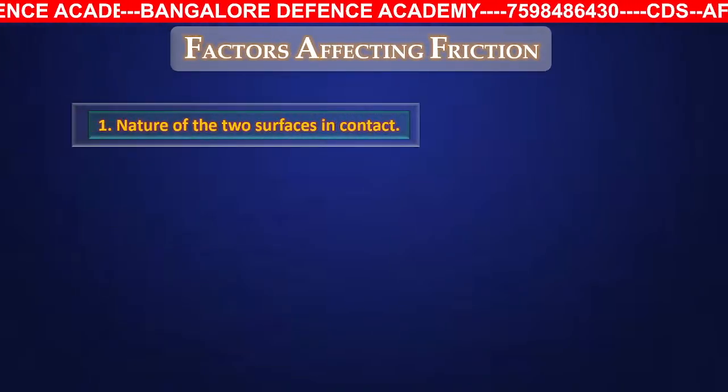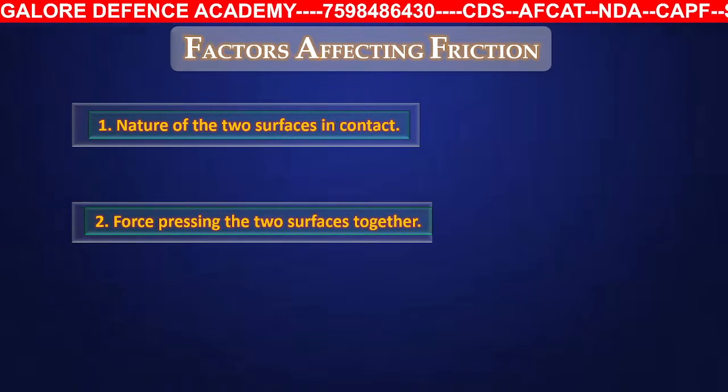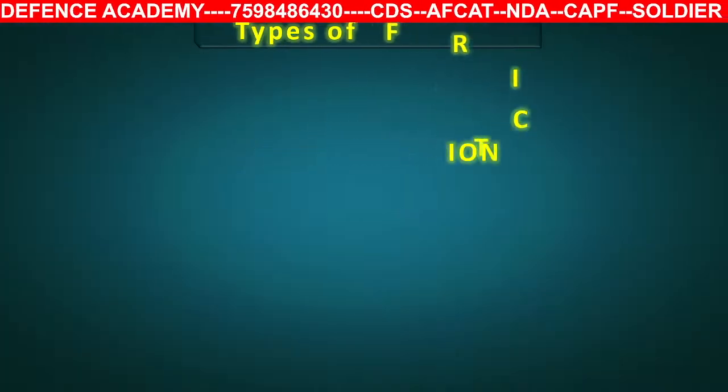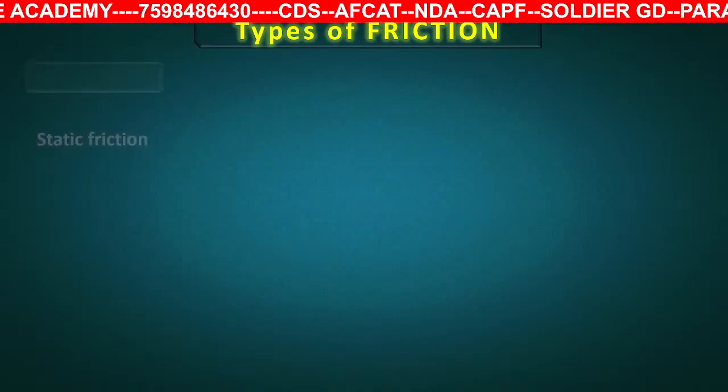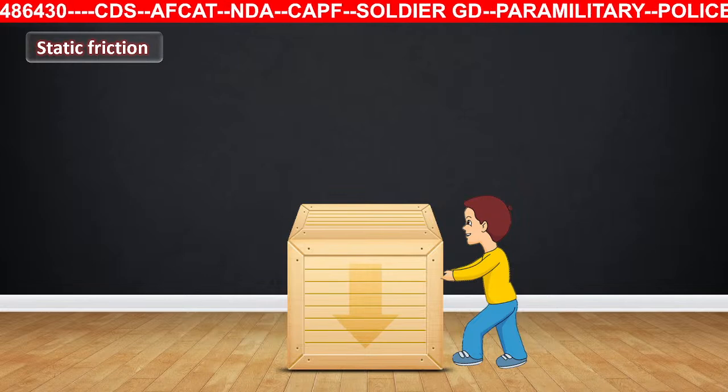Factors affecting friction: the nature of the two surfaces in contact, and the force pressing the two surfaces together. Now let us try to understand types of friction. Static friction. Okay, so this is an experiment.